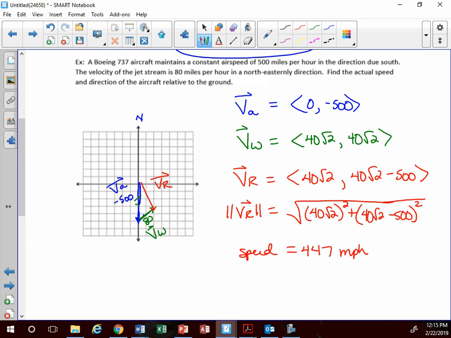It also says find the direction it's going. So let's look at our picture here. It is no longer going south. It is off a bit. We need to figure it out. So which angle in this little triangle do you think I want? Do I want that one? Okay, everyone sees that's the one I want? Okay. I need to find that angle.